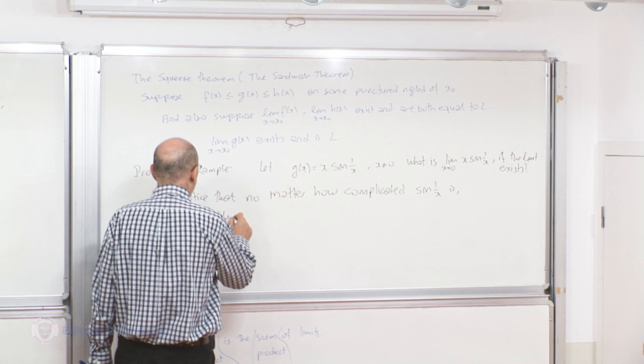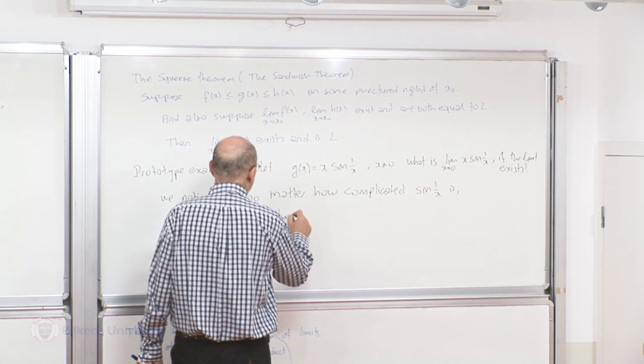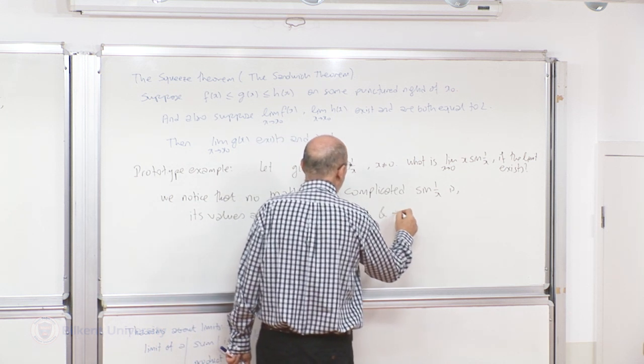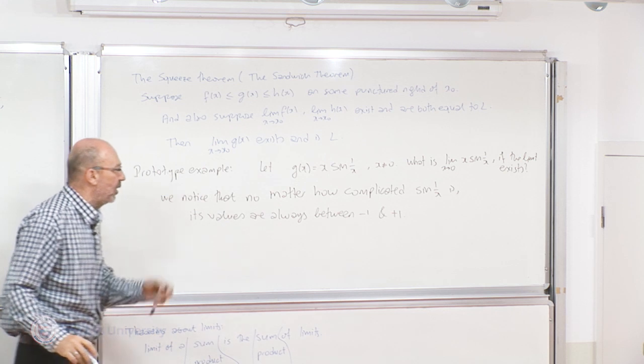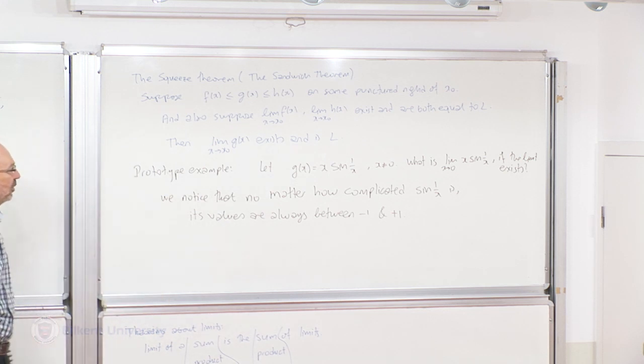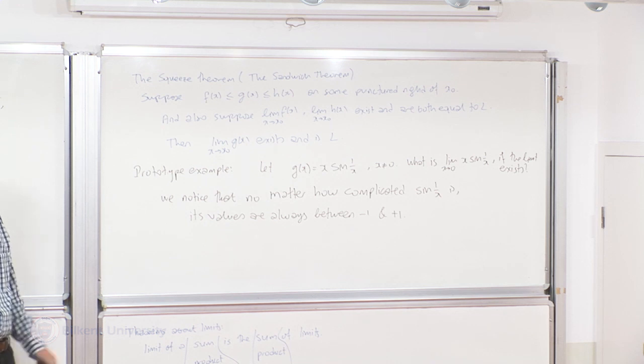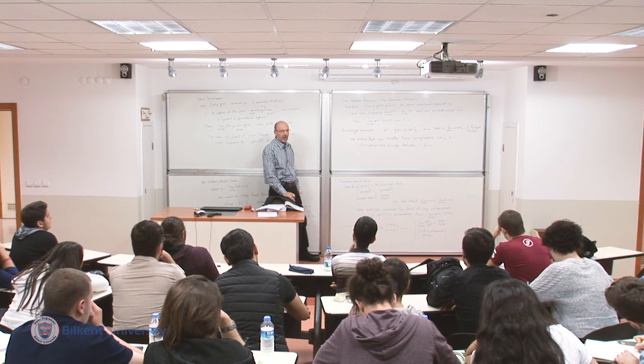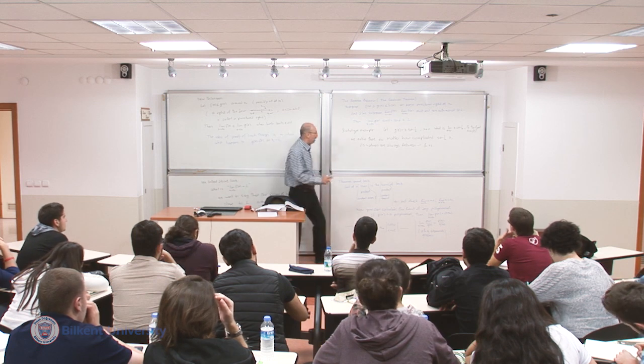Its values are always between minus 1 and plus 1. Okay? So this is one of the main applications of the sandwich theorem. You have a very complicated looking function which you cannot do anything with. But you notice that this part is tamed. It doesn't go to infinity, or to minus infinity. So then you just take it out and put the upper bound for it. Now you have a very nice function for sine 1 over x, plus or minus 1.